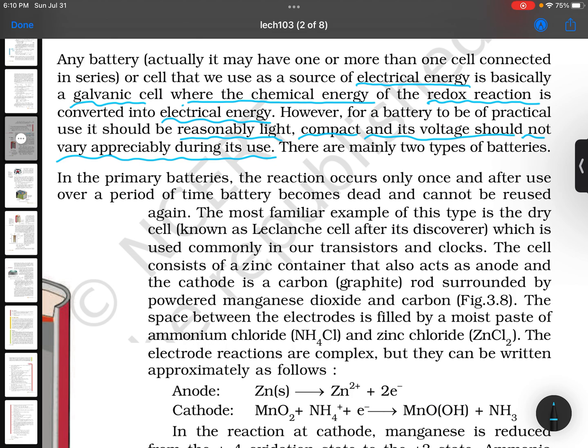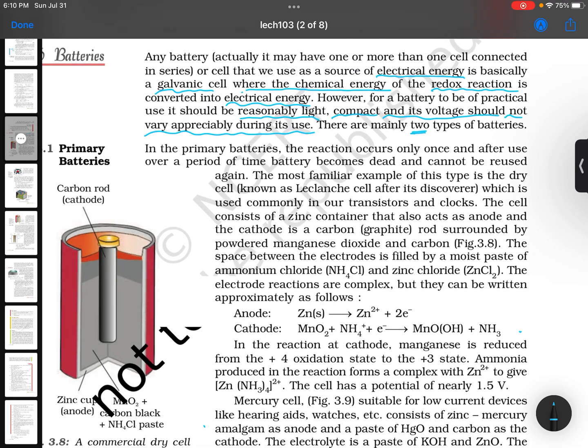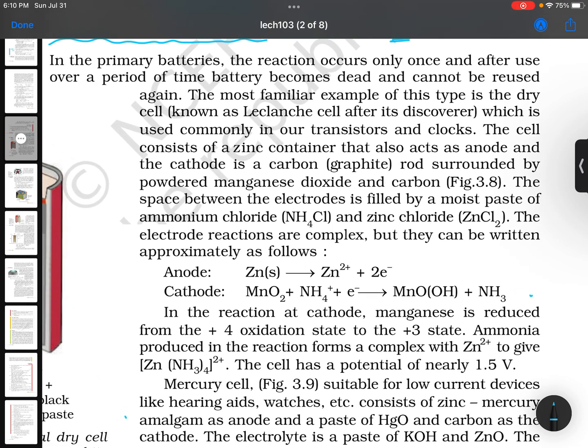There are mainly two types of batteries: primary batteries. In primary batteries, the reaction occurs only once, and after use over a period of time, the battery becomes dead and cannot be reused again. Whatever batteries you are using, particularly in torch lights, that is one type. Or otherwise, the cells that we use in remote controls and all this.